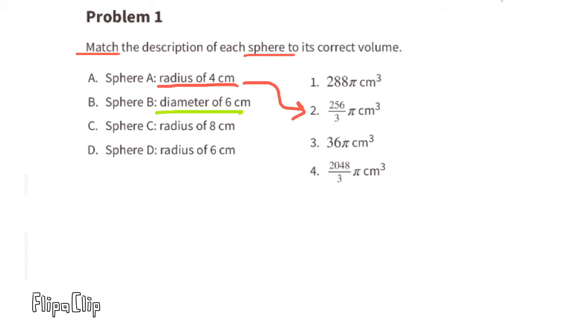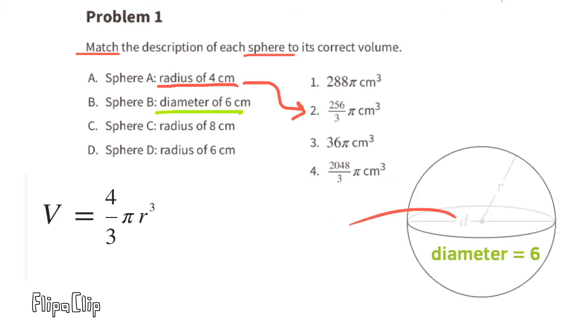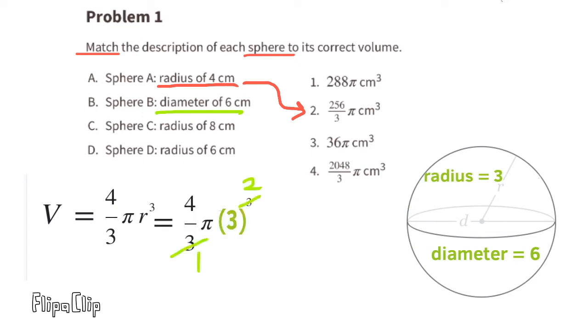Sphere B, diameter of 6 centimeters. Since the diameter is 6 centimeters and the radius is half the diameter, we can substitute the r with half of 6, or 3. 4 divided by 3 times 3 cancels each other out, so we can rewrite this as 3 to the 2nd power, and 3 to the 2nd power is 9. Now it can be rewritten as V equals 4 times pi times 9, which equals 36 times pi. That makes the volume 36 times pi centimeters cubed. Sphere B matches volume 3.